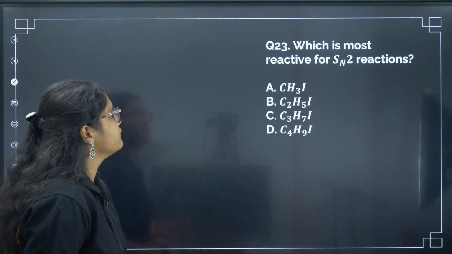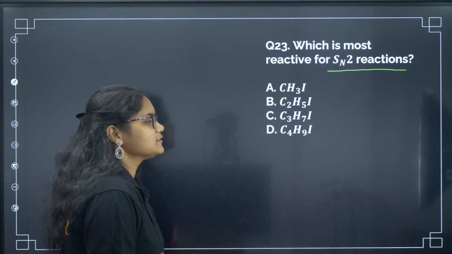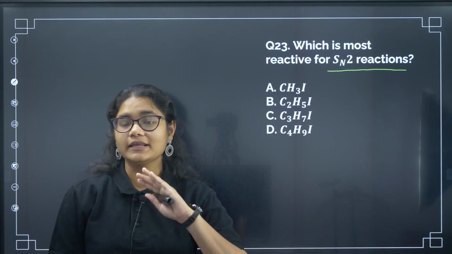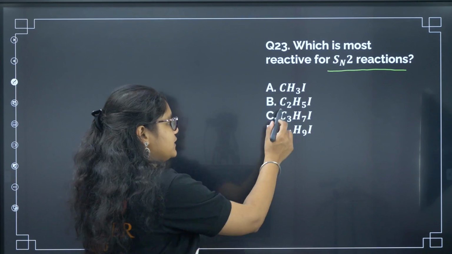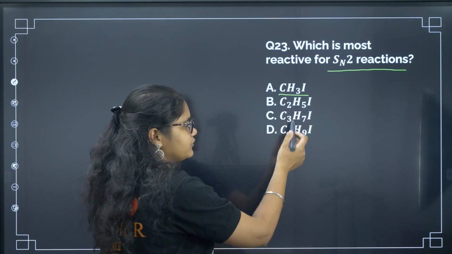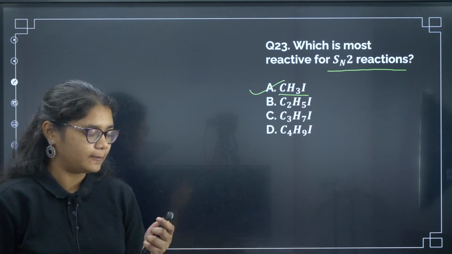Okay, next. Which is most reactive for SN2 reactions? So as we know, and again and again telling, SN2 is more inclined towards steric hindrance. So here CH3I is the simplest compound if you see out of all the options. So the correct answer for this question is option number A.